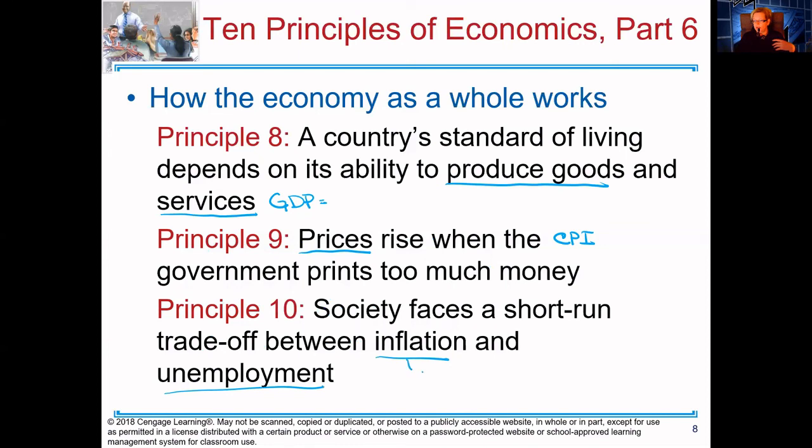Now, most people think that inflation is a bad thing. It's really not. The right amount of inflation is important to an economy. Too much inflation, then we have issues. But the 10th principle really talks about why might the government create inflation? Because it will make the unemployment rate decrease temporarily.